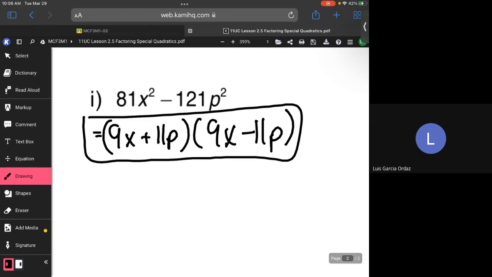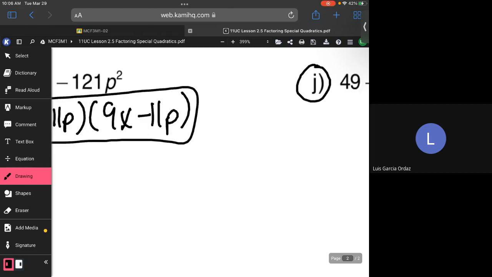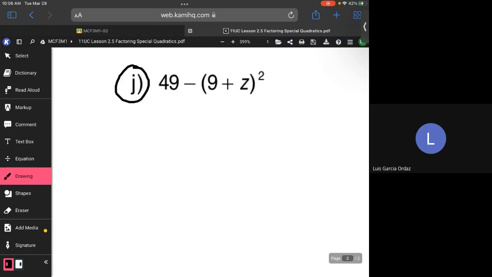Okay, I'm going to give you guys a chance to do J. Try to do it on your own. I have 49 minus (9 plus z) all squared. Take a minute or two to try to figure out how you would solve this. If you're stumped, that's fine, but just try to figure out what you can do to help you solve this.